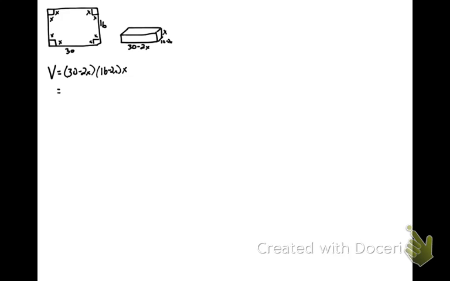Or if we expand this a little bit, 480 minus, that'll be 60 minus what? 92x plus 4x squared, times x. Or one last time, we'll have 4x cubed minus 92x squared plus 480x.